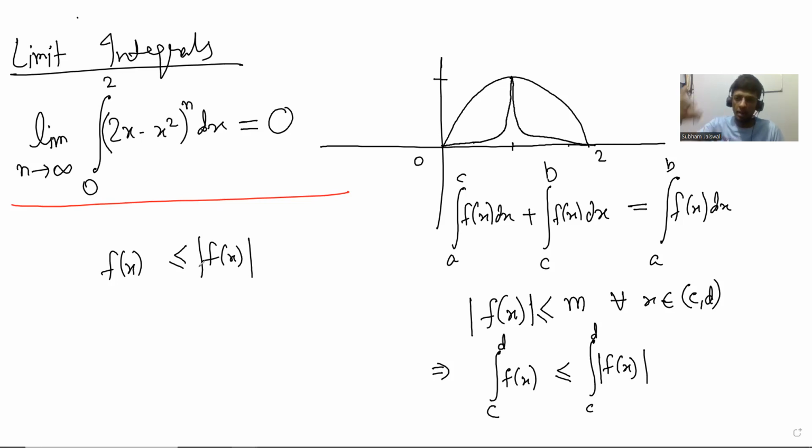So you have f, then you apply the mod value. Obviously this is always true. And if this is true, then this is also true. That is the thing about integrals, that it maintains the monotonicity. It's the same thing as with limits. It's an increasing thing. So we have this, but then by the same thing, this will be less than the integral from c to d of m. All this is very, very obvious. This is just a constant function m, which is constant on c to d.